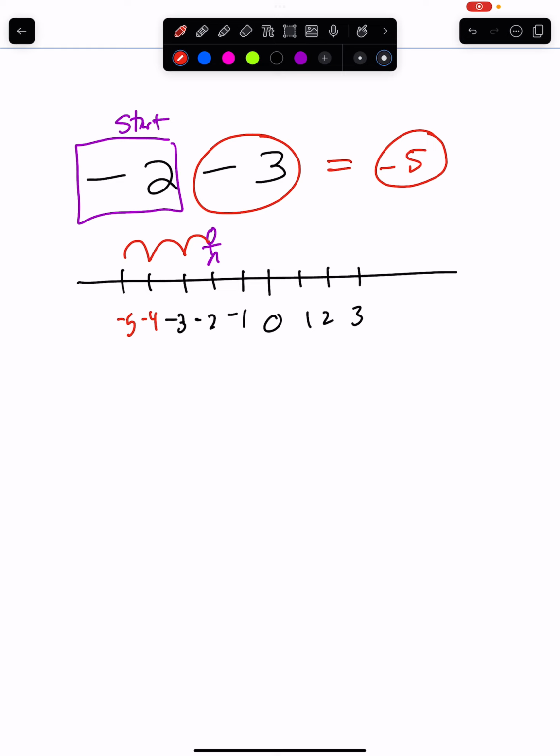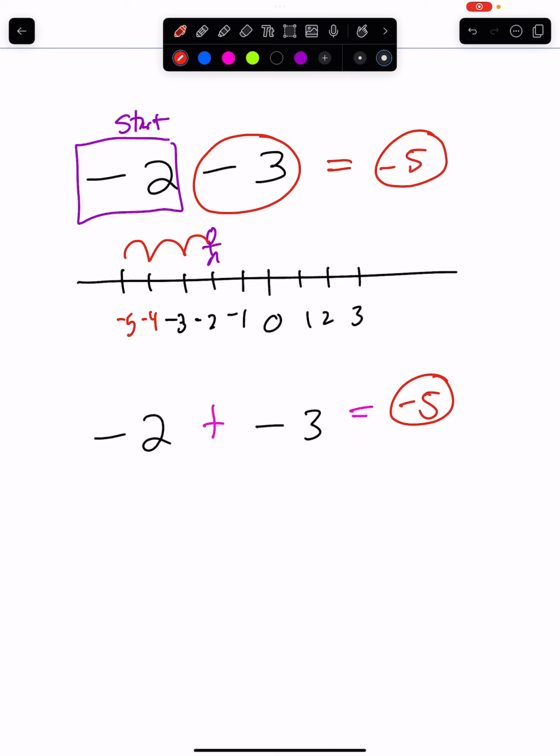-2 and -3, that's like you owe me $2 for a soda, you owe me $3 for some chips. How much debt is that? That's $5. You could also think of it like so. You owe me $2 and you owe me $3. Again, that's more debt. You're amassing more debt. You end up at -5.